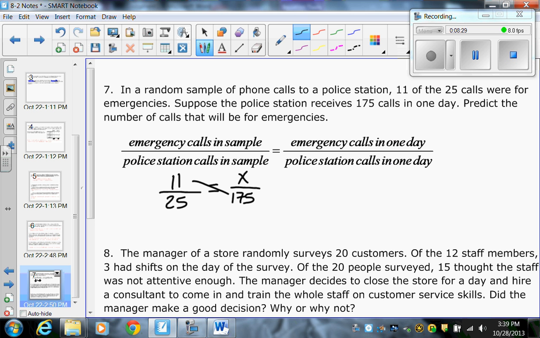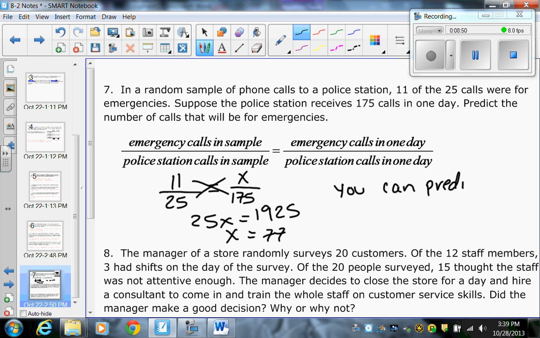So when we cross multiply here, we get 25x equals 11 times 175, which is 1925. And then we're going to divide by 25 to get that x equals 77. So what this is saying is that you can predict 77 emergency calls in one day.